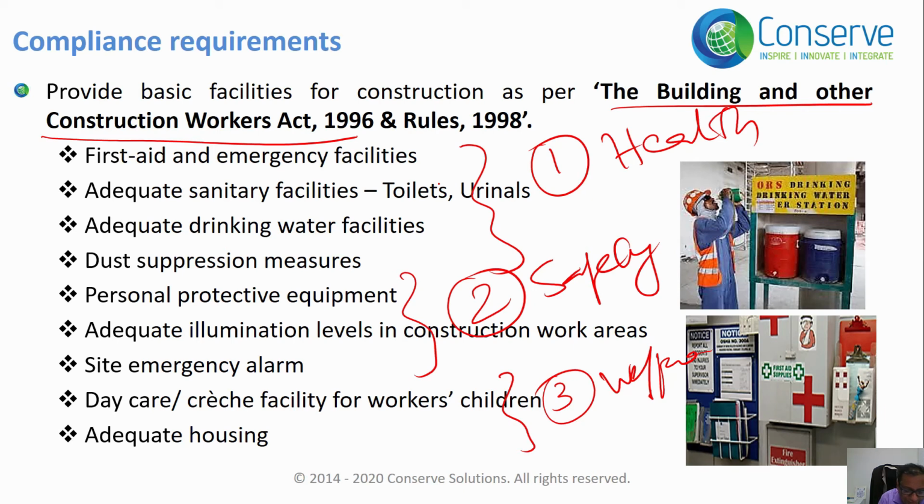Provide adequate personal protective equipment. Provide adequate illumination levels in work area so that they will work with sufficient light. Number three, provide site emergency alarm in case of an accident. These are associated with the safety of the construction workers. And number three, associated with the welfare of the construction workers. Provide adequate housing and provide daycare facilities for the children of construction workers.